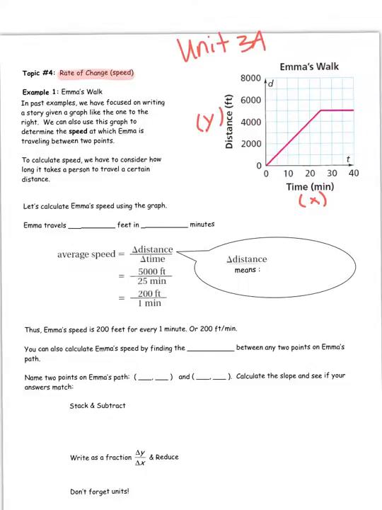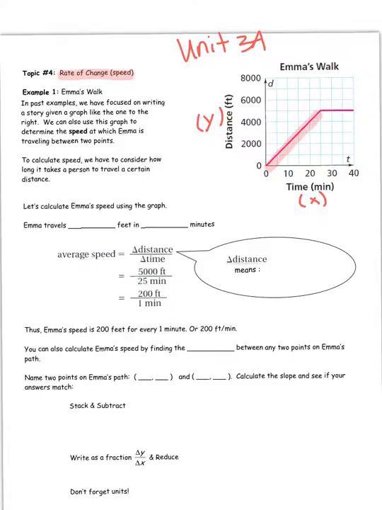So over here we say in past examples we've focused on writing a story given a graph. We can also use this graph to determine the speed at which Emma is traveling. So to calculate speed, we're going to see how long it takes Emma to travel a certain distance. So I'm going to figure out how fast Emma is traveling on this section of the graph right here.